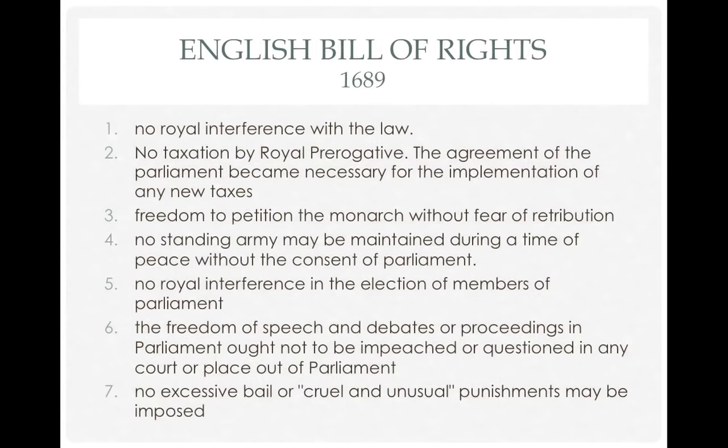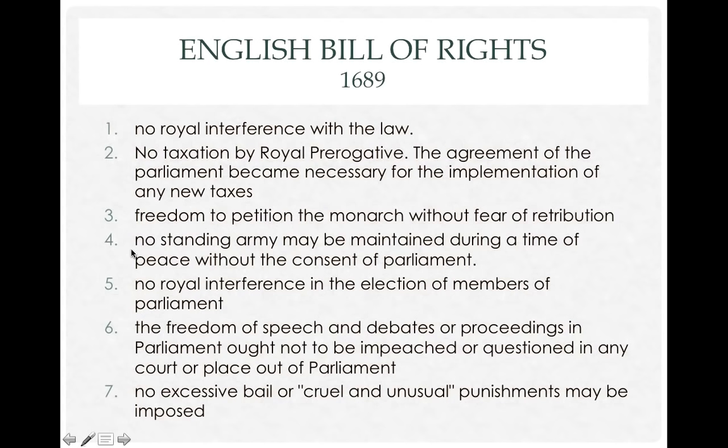So taking a look at the English Bill of Rights, this was signed in 1689 officially. There's no royal interference with the law allowed, which means the king could not interfere with legal proceedings. The king could not tax directly, only Parliament could tax. So that limited the funds that the king could raise. People could sign a petition, or they could demand change with the monarch without fear of the monarch coming after them. We have a freedom of petition here in the U.S.